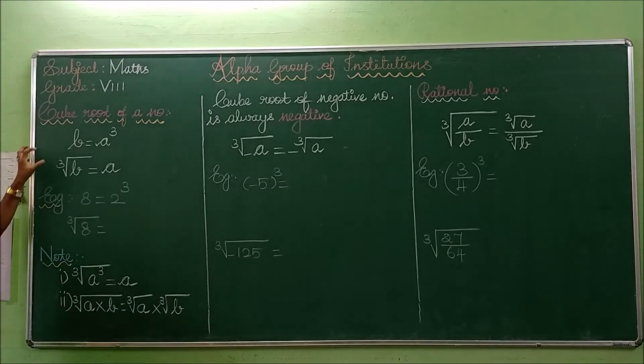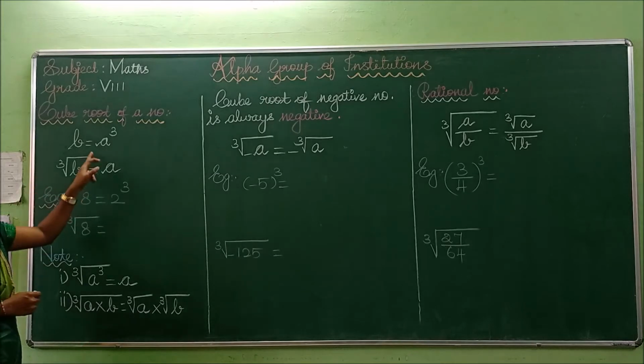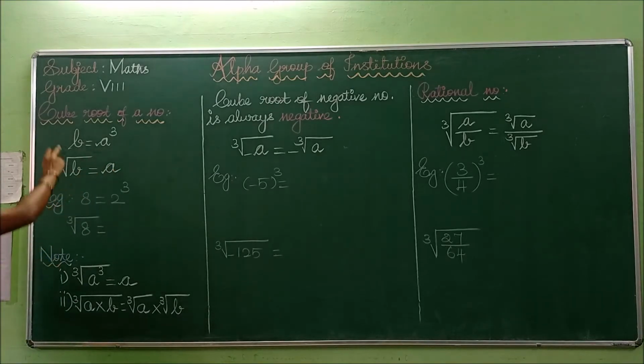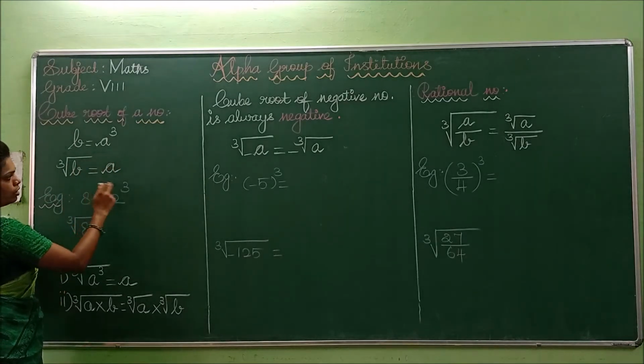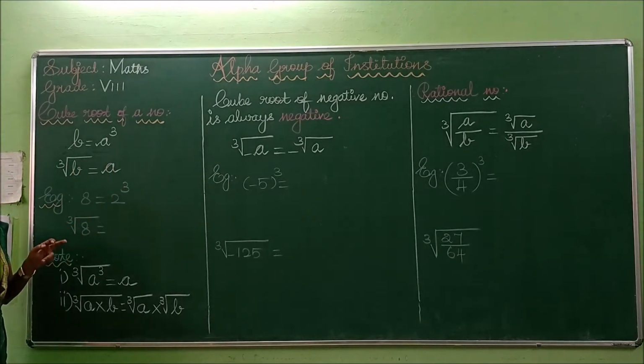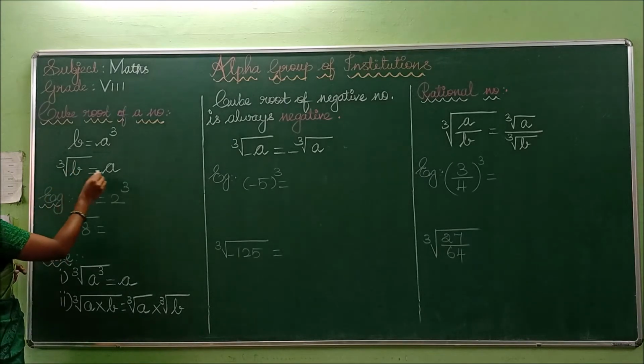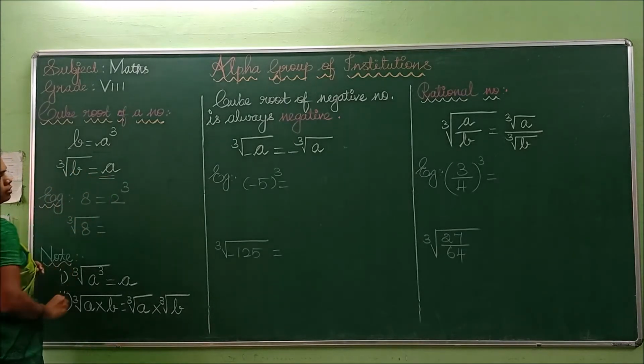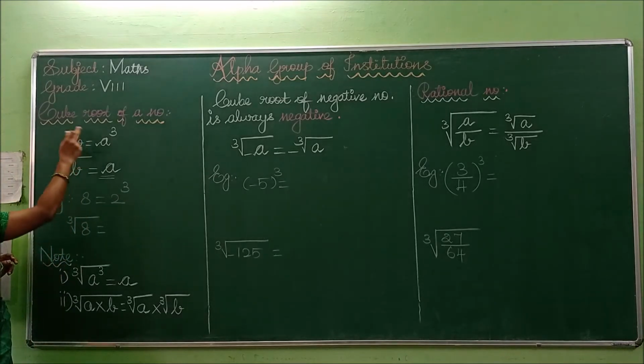So, listen to the statement once again. If b is a cube number such that b equals a cube, then this a is called the cube root of the number. So, if you want to know the value of a, you have to take the cube root. I need only a, so I am taking the cube root for this b.